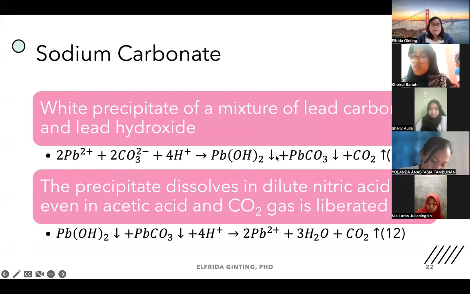So there will be two precipitates. The first one is lead hydroxide. The second is lead carbonate. And then you can see here there is an up arrow, meaning it will also produce carbon dioxide gas. So three things will be formed if you react lead with sodium carbonate. The first one is lead hydroxide, a precipitate. The second one is lead carbonate, also a precipitate. And the third one is carbon dioxide gas.